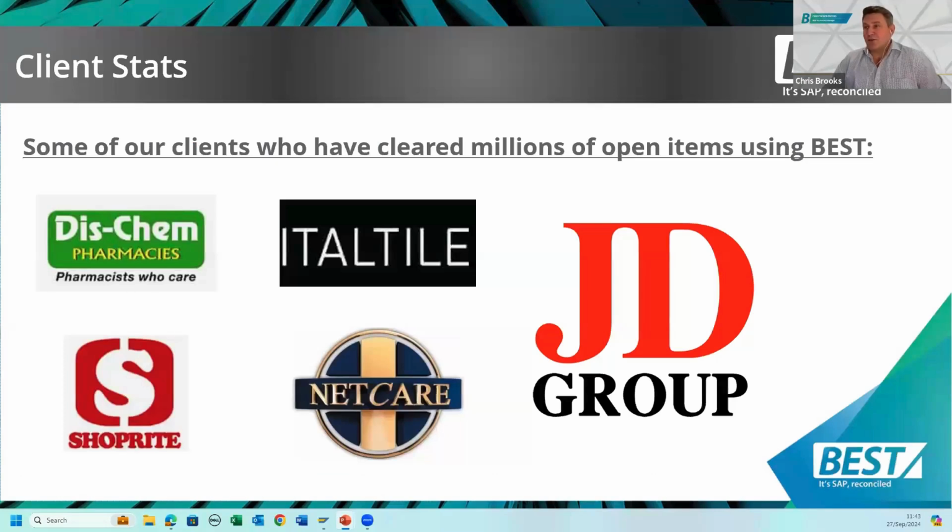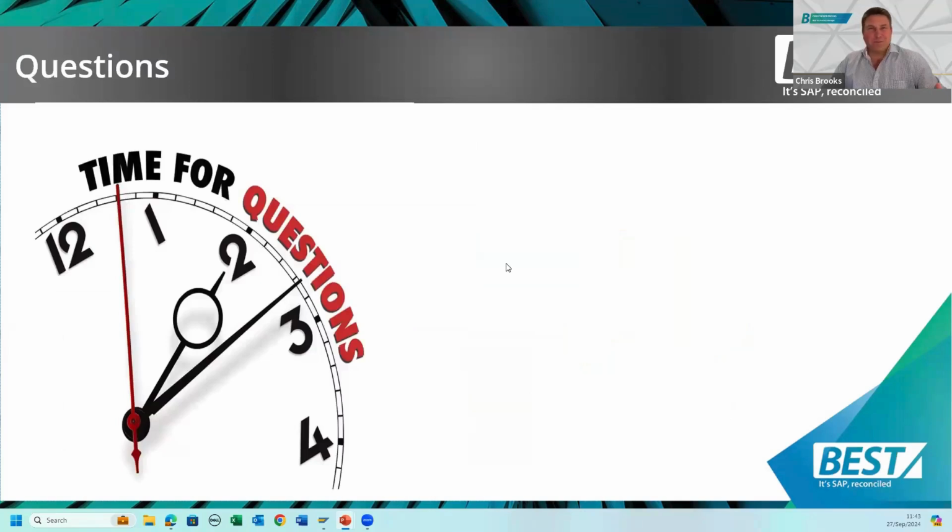And yeah, so we've got customers that are clearing millions of open items using Best, and it's just a much better way to clear items. I know once you've used it, it's almost impossible to go back to manual clearing. It just feels like going back to the dark ages. So that's it from me in terms of demo and presentation, and we can take any questions.